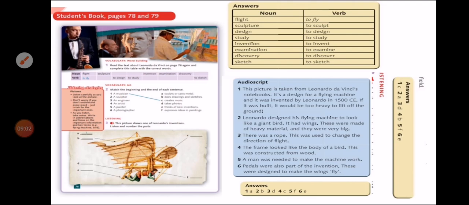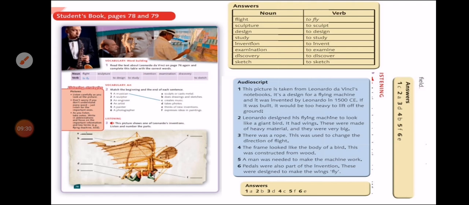D is rope, R-O-P-E, and C is the body of a bird, okay? For C, write a body of a bird. B will be the giant flying machine.